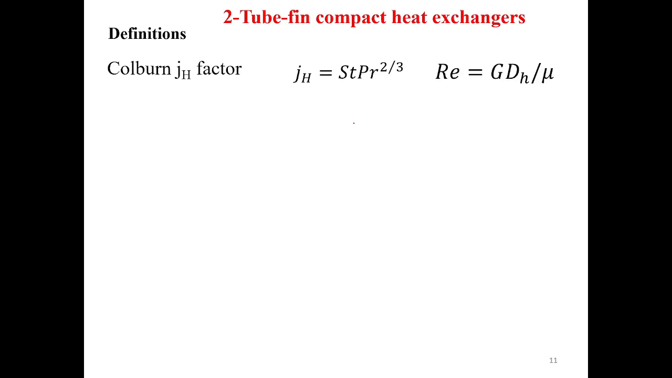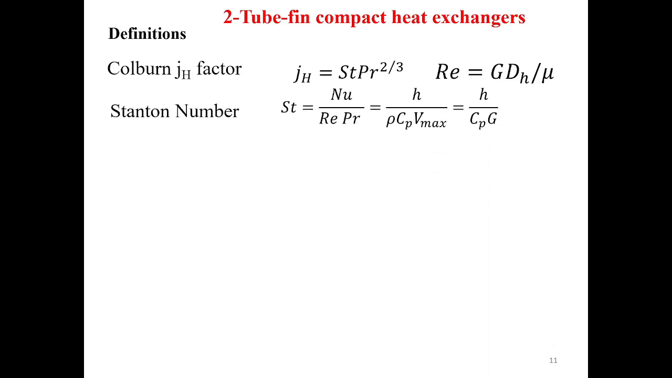Other definitions that we are going to use for the calculations for the tube fin heat exchanger: what we call the Colburn modulus JH, which is defined as the Stanton number multiplied by the Prandtl number to the 2/3, and the Reynolds number, as we said before, G times DH divided by the viscosity. The Stanton number is Nusselt divided by Reynolds and Prandtl, which can be written as the heat transfer coefficient divided by Cp multiplied by G.